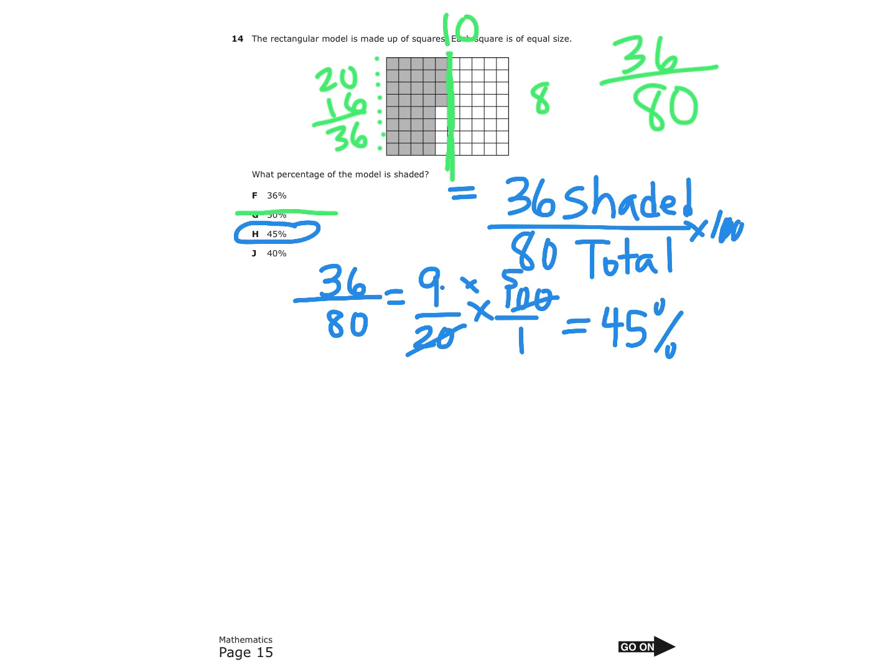Is there a way of checking this? Yes, take 80 and multiply times 0.45, and you're going to have 5 times 0, 5 times 8, that's 40. 4 times 0, 4 times 8 would be 32. And so you're going to have 36.00. So 36 shaded, that is correct. The answer was correct, 45%.